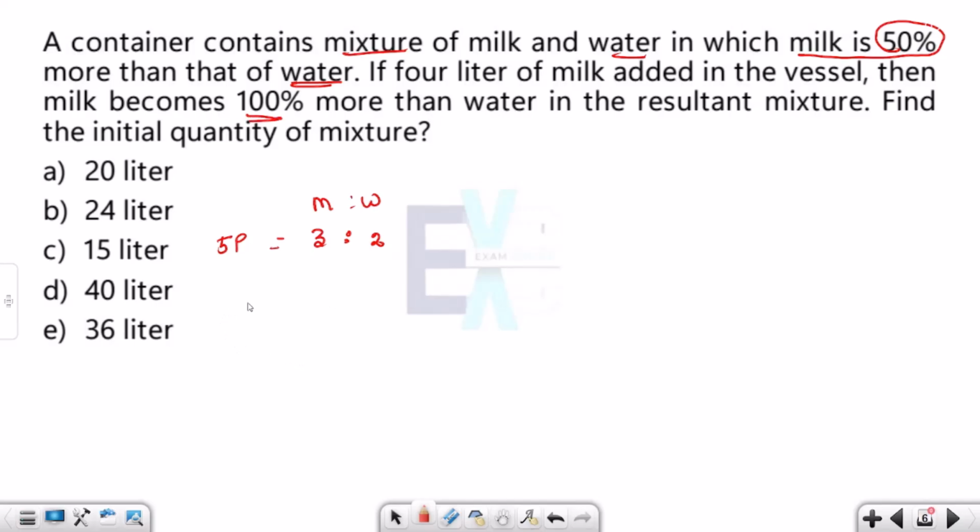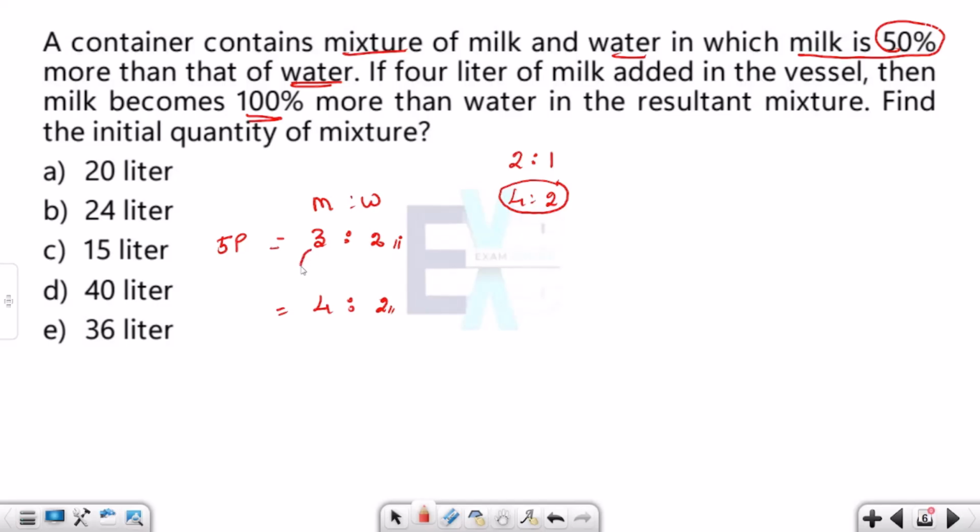If 4 liter of milk is added in the vessel, then the milk becomes 100 percentage more than water. So 100% more in the sense milk and water will be 2 is to 1 at the final stage, that is after 4 liter of milk is added in the vessel. So 2 is to 1 I can write as 4 is to 2. Why am I converting this 2 is to 1 into the ratio of 4 is to 2? Initial quantity of water is 2 parts and they are going to add only milk. That means the initial quantity of the water and final quantity of the water should be same. So 3 is to 2 will become 4 is to 2, so that initial quantity of water and final quantity of the water will be same.